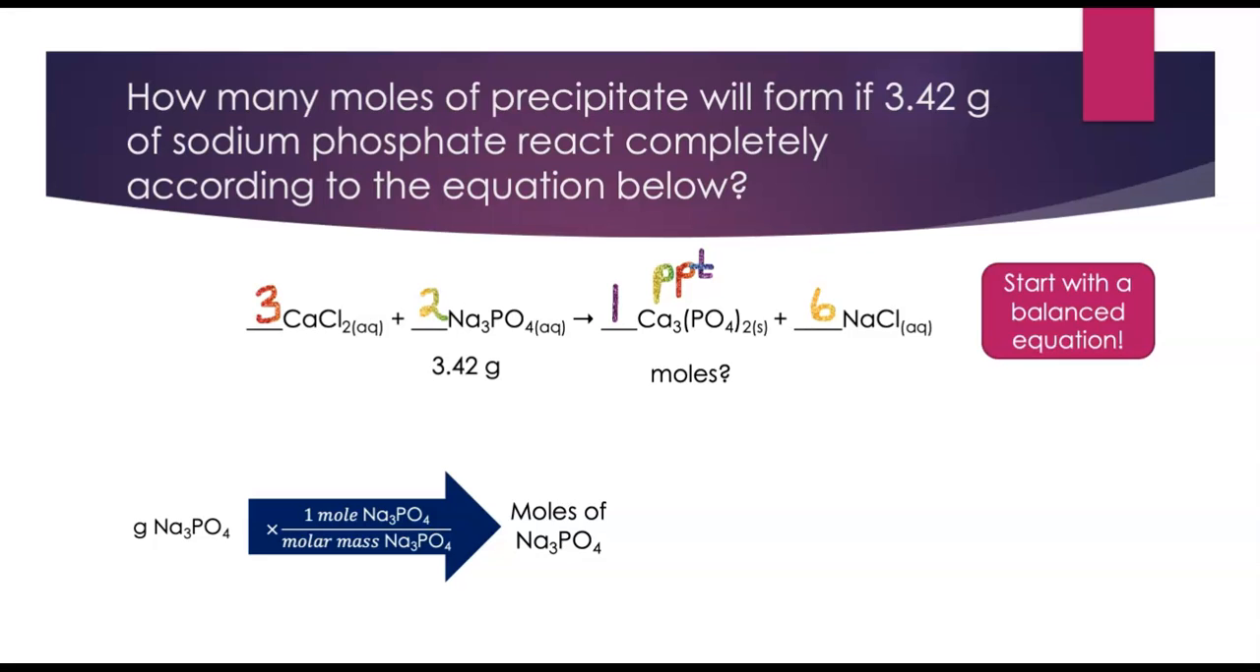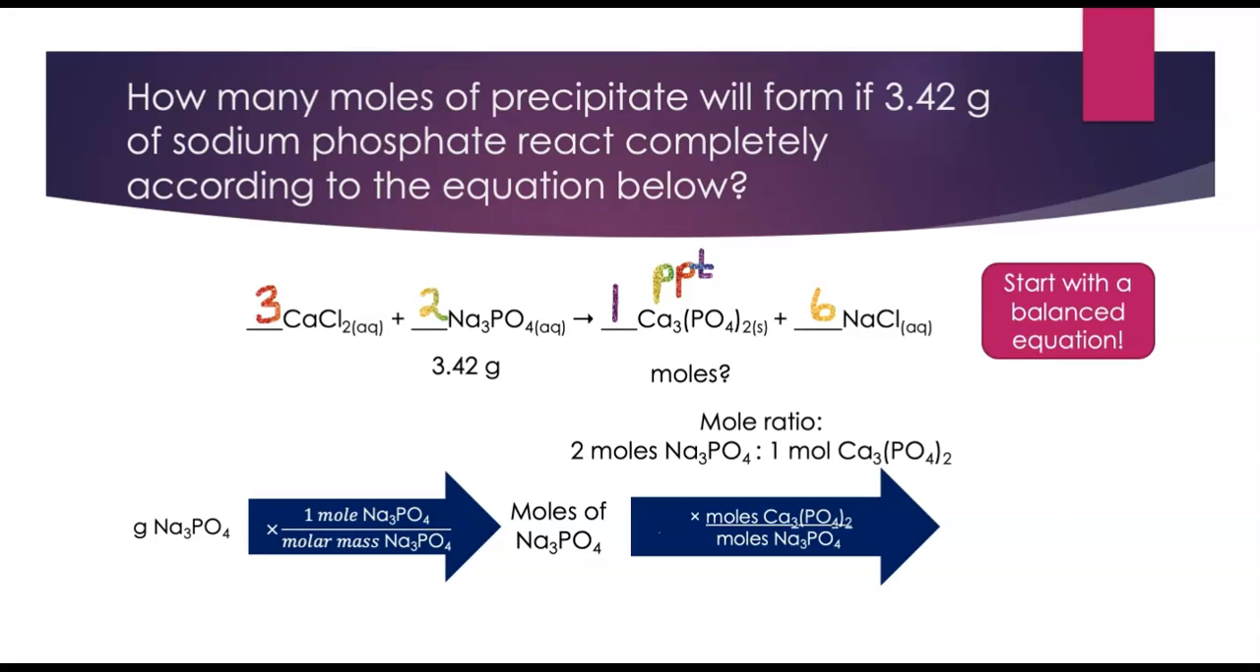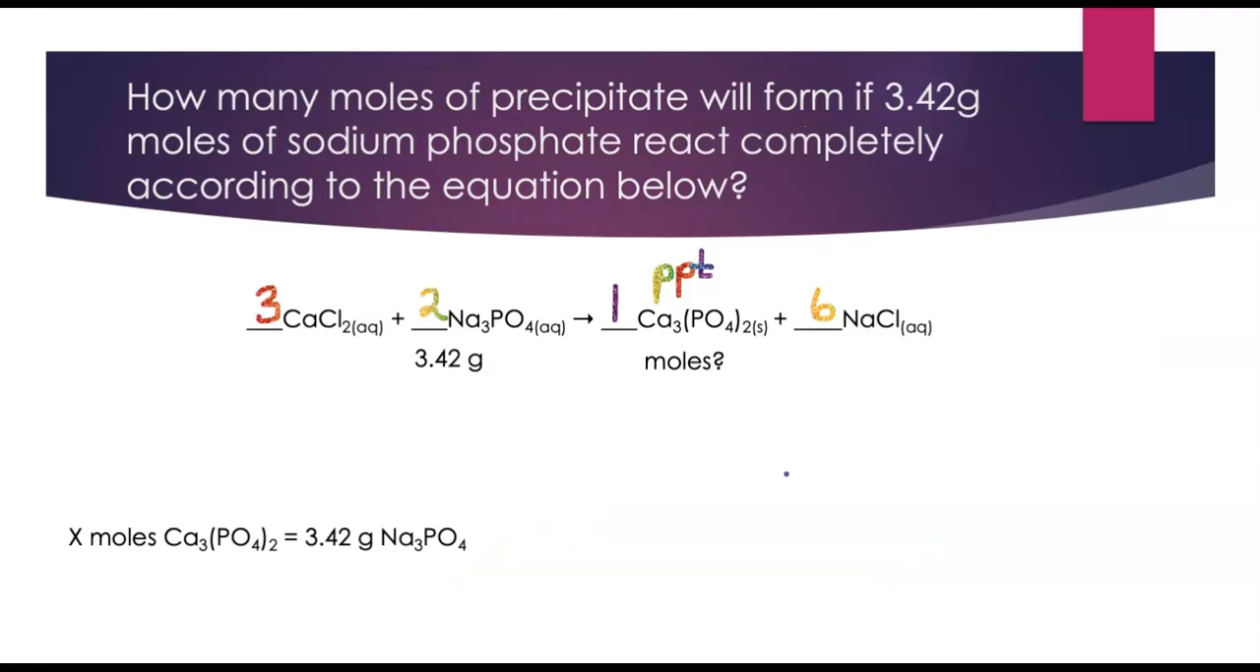And then I can use the mol-to-mol ratio from the balanced equation, which will get me to moles of calcium phosphate. From the balanced equation, I get the mole ratio that I need. I have 2 moles of sodium phosphate forming 1 mole of calcium phosphate. So we now have a path through the problem. We convert our grams to moles, and then we convert moles of sodium phosphate to moles of calcium phosphate. Let's put it into action.